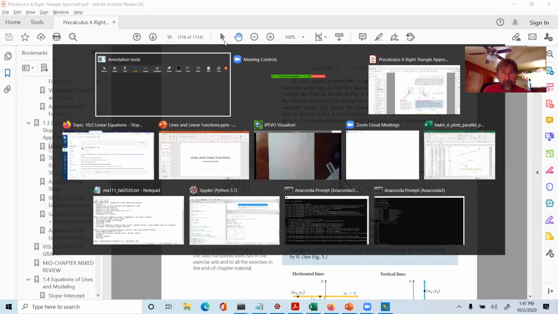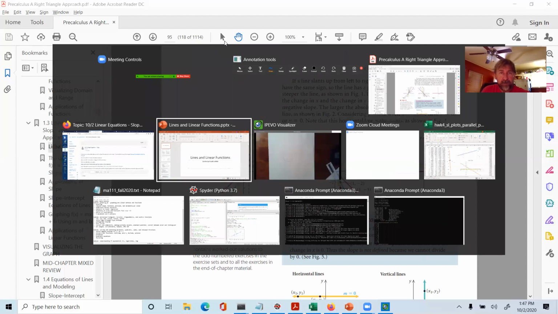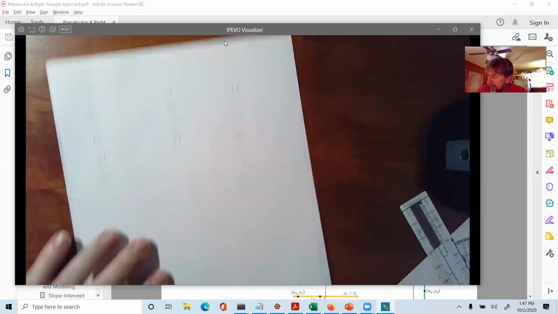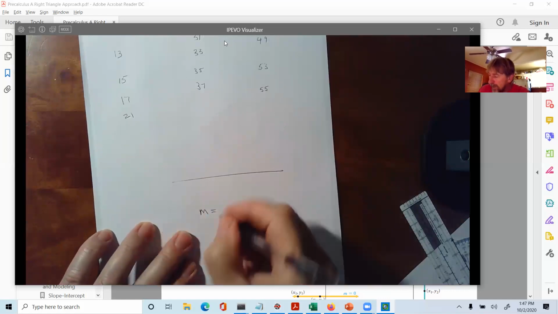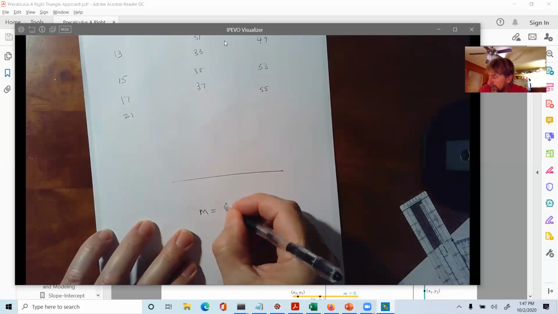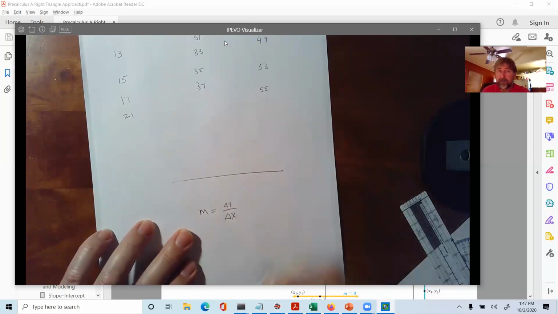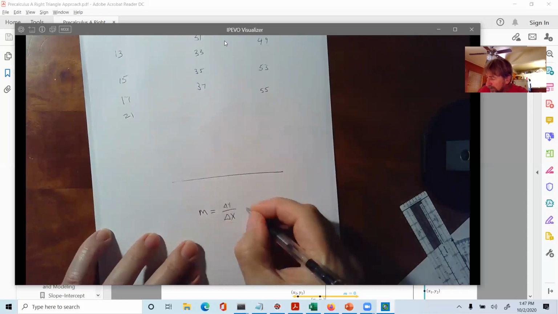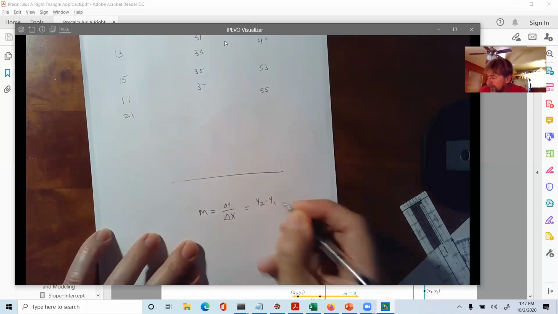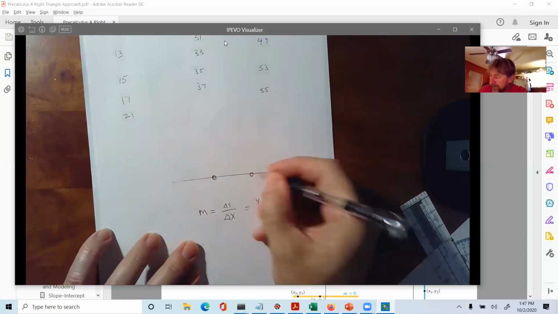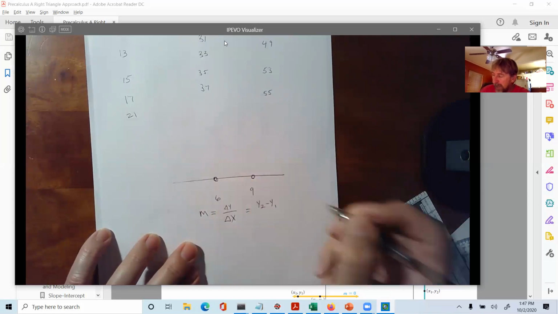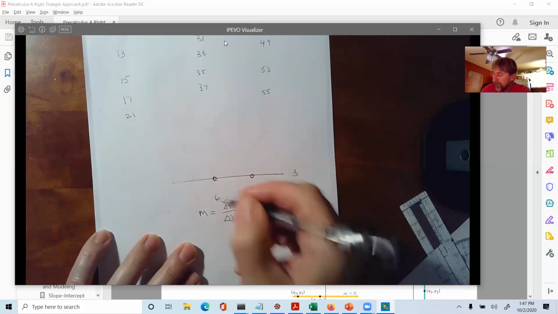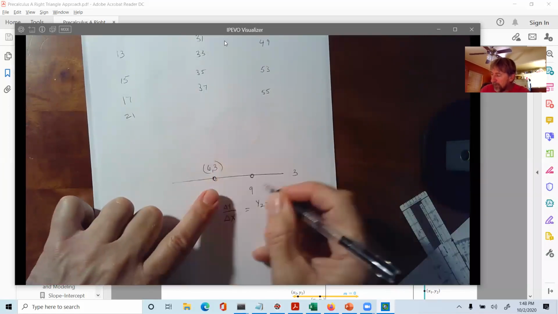I'm going to switch over to my Elmo here for a moment. We were just talking about horizontal lines, right? And what was the equation for slope? The slope equals delta y, the change in y, over change in x between 2 points. Well, if y2 minus y1, right, if it's the same y value, say this is x equals 6, and this is x equals 9, and this is y equals 3. So we have the point (6, 3), and we have the point (9, 3).